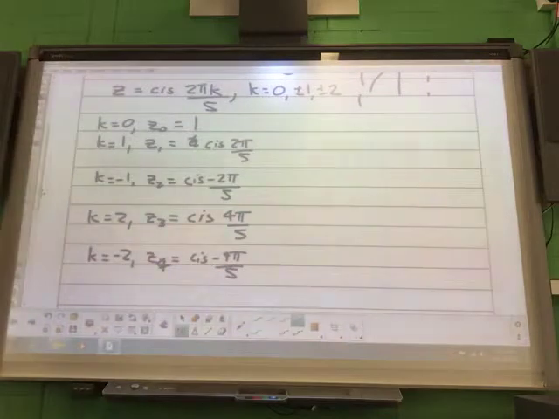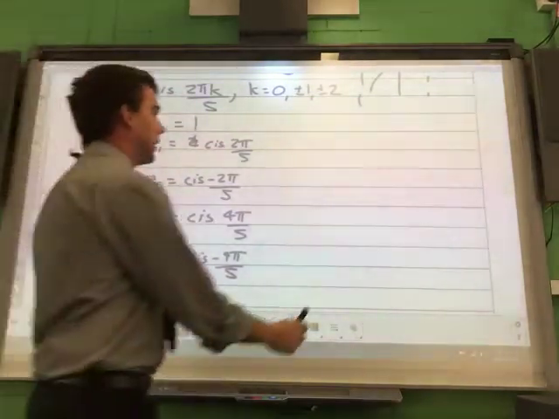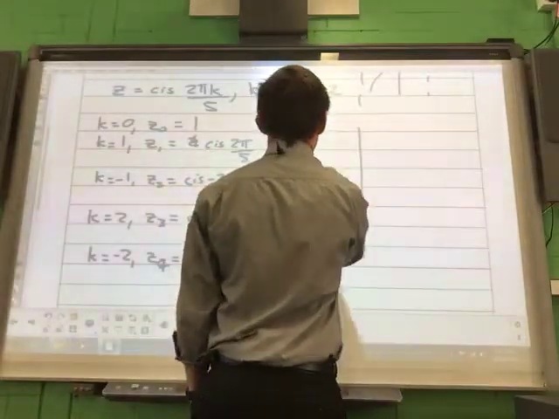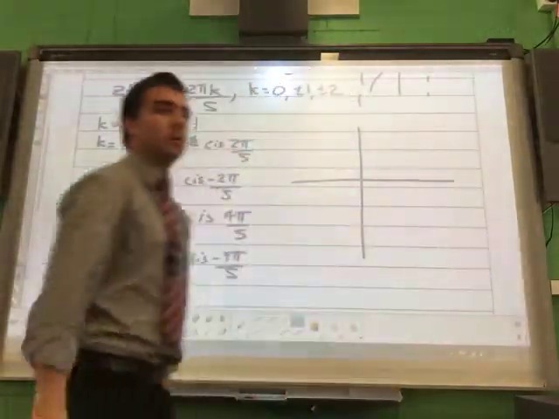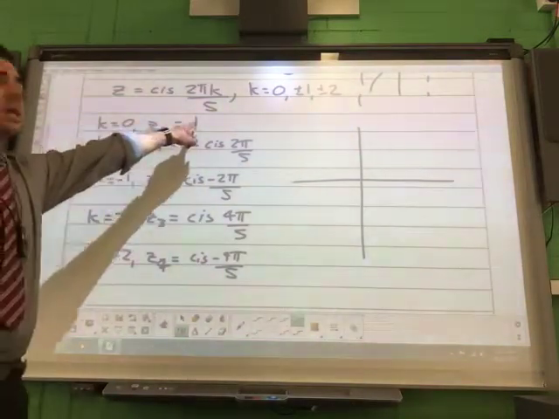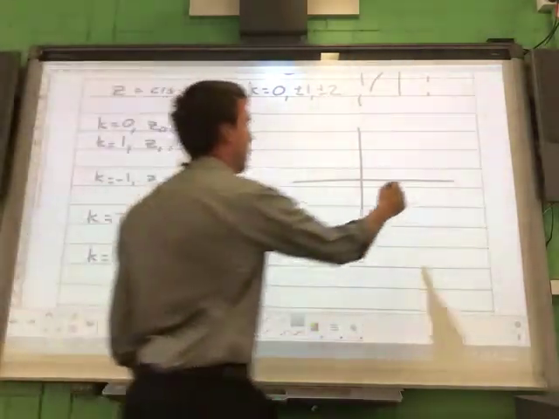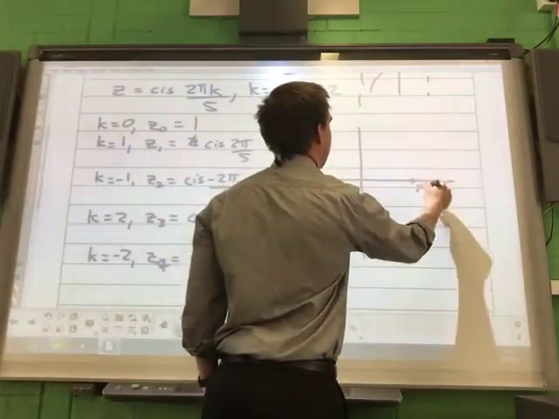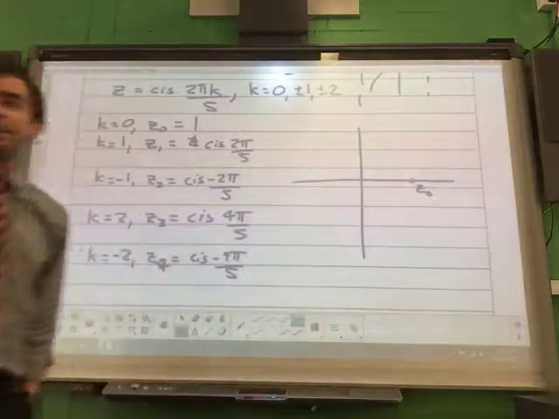4 pi on 5. Because if one solution is complex, then your solutions will always be represented in conjugate pairs. So I'm using that theory to graph that. The modulus is 1. So our first solution, z0, is 1, so it's 1 on the real part there.